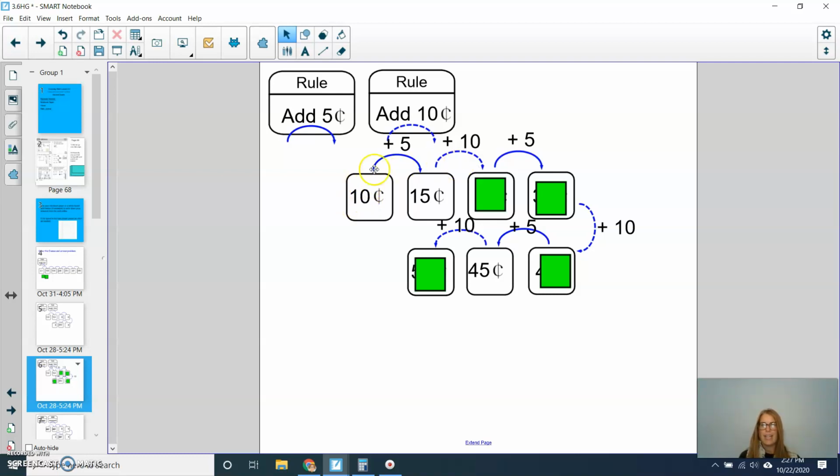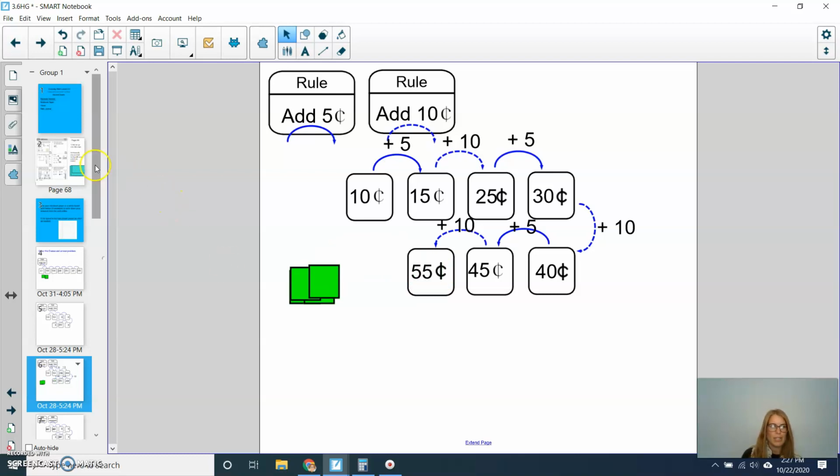So if I have 10 plus 5, I know I have 15. If I have 15 plus 10, I would have 25. 25 plus 5 would be 30. 30 plus 10 would be 40. 40 plus 5, they give us 45. And then 45 plus 10 would be 55.